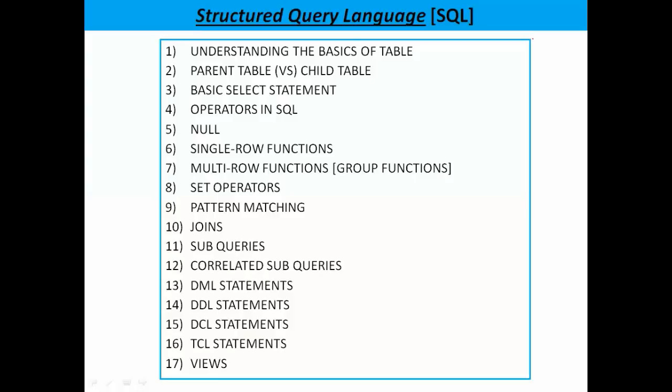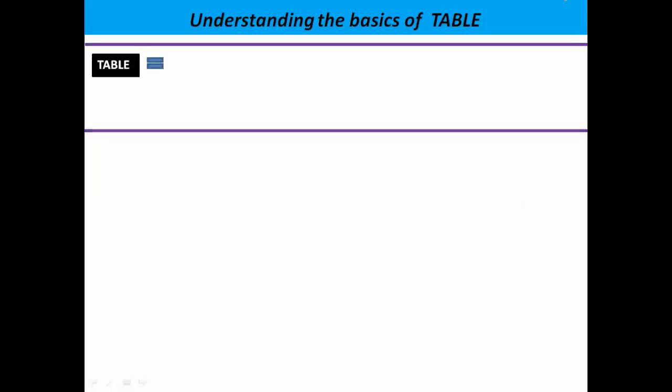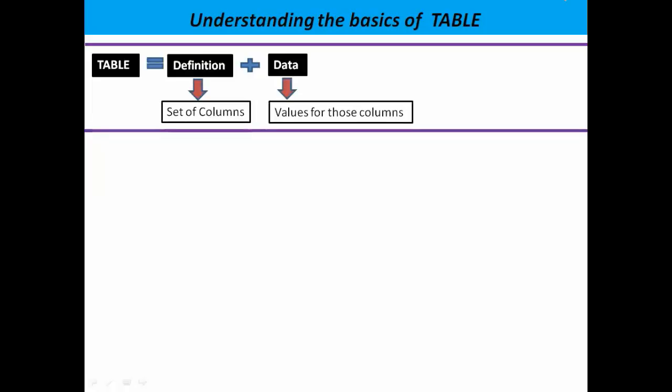Under SQL, these are the 17 concepts to be covered. Let's start with the first one: understanding the basics of a table. What is a table? A table is called a set of rows and columns in your language. From my perspective, a table consists of definition and data. Definition consists of a set of columns and data consists of values for those columns.